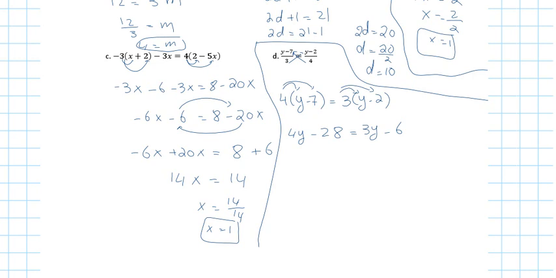So what should we do? Bring the like terms to the same side, right? So 3y, I have to bring it here. And negative 28, I have to bring it to the other side. So I have 4y minus 3y equals negative 6 plus 28. Stop me if you're having problems. So now, because I have the like terms on the same side, I can collect them. 4y take away 3y, that's just y, equal to 22.